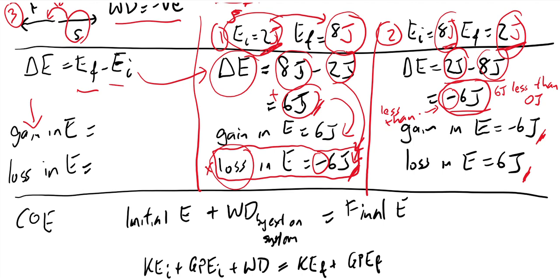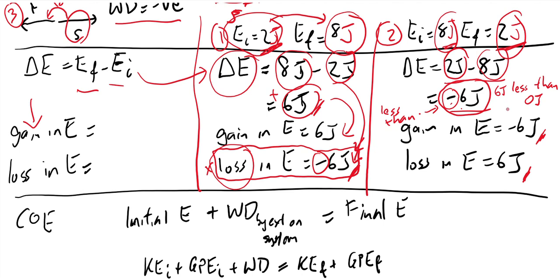So what this means is that minus 6 joules here means that the final value is 6 less than the initial value. That's what the minus here means. The minus here has a meaning associated with magnitude because energy is a scalar.